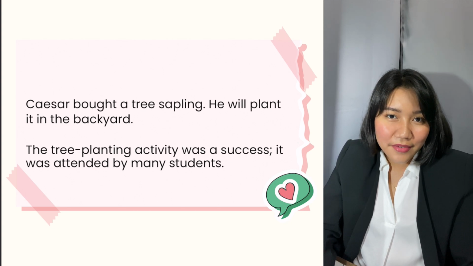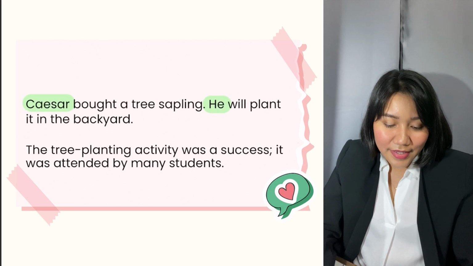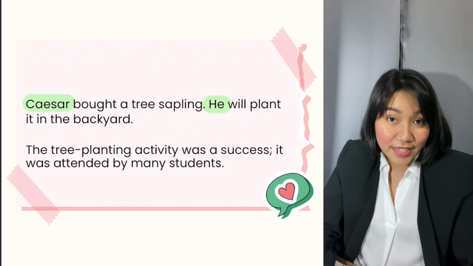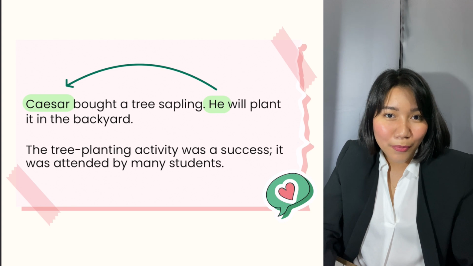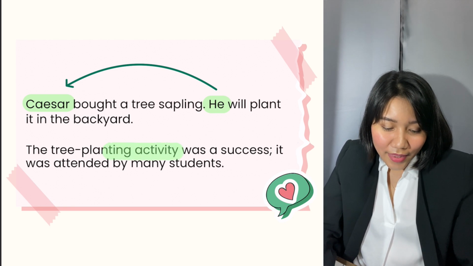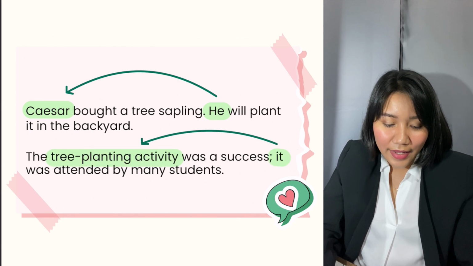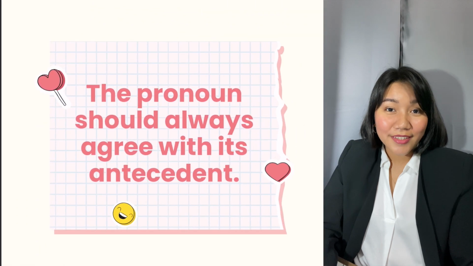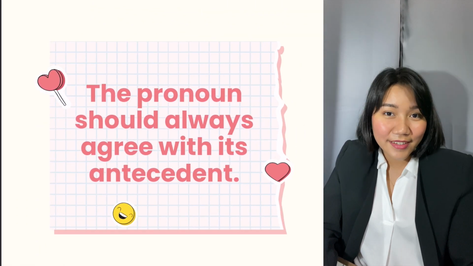In the first set of sentences, Caesar is the antecedent of the pronoun he. Can you identify the pronoun and antecedent in the second sentence? This is the antecedent of the pronoun it. When we choose a pronoun, we must make sure that the pronoun agrees with the noun it replaces. Here are some pointers to ensure pronoun antecedent agreement.